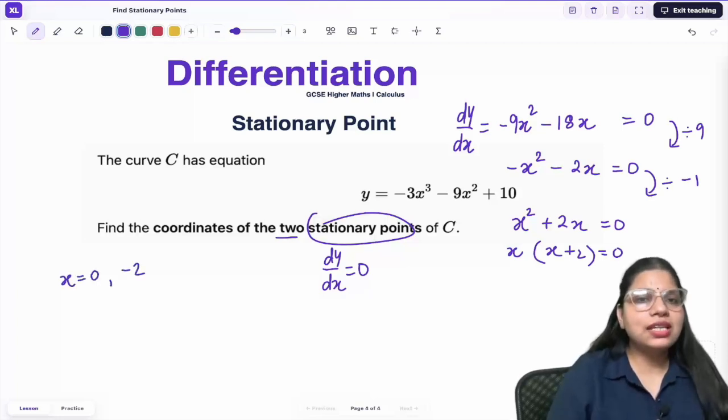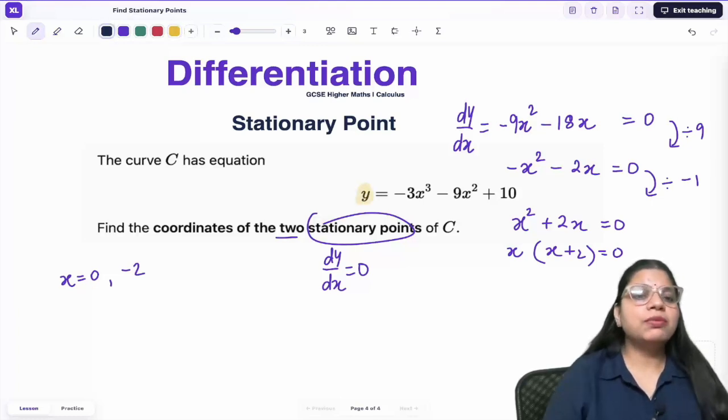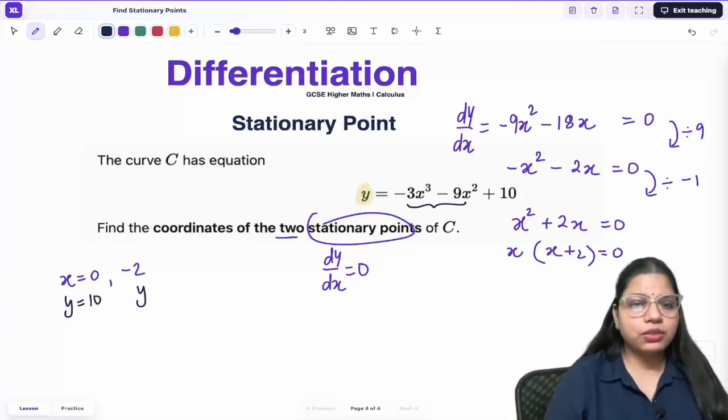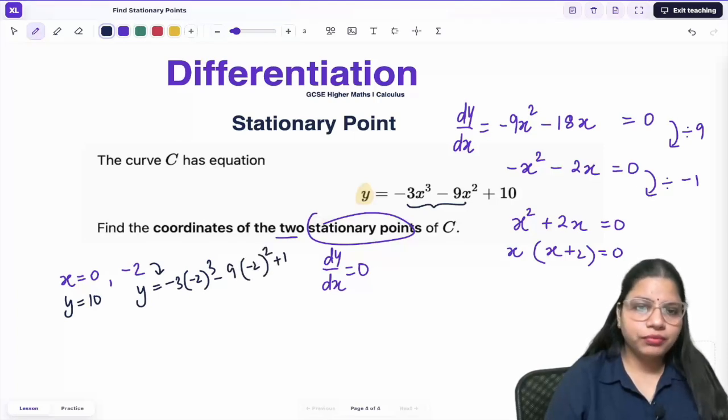Let's substitute these values there to find out the value of y. When we substitute 0, these two terms are turning 0. So the y value with respect to x equals 0 is 10. Now y for x minus 2, let's try finding it out. So minus 3 times (minus 2) cubed minus 9 times (minus 2) squared plus 10.